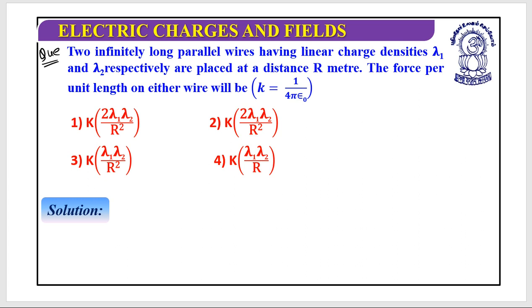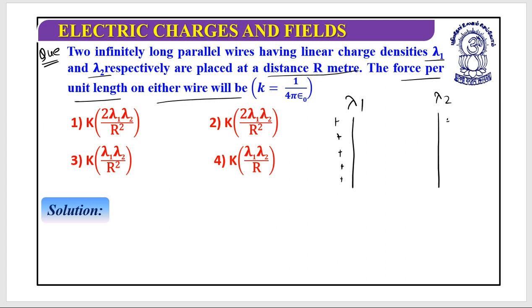A very interesting question. What they have given is two infinitely long parallel wires having a linear charge density of lambda 1 and lambda 2 respectively, placed at a distance r meter apart. The force per unit length on either of the wires will be. Now tell me, what can we do with this? This is the first wire, this is the second wire. Let's say this is lambda 1, something like this. This is lambda 2.